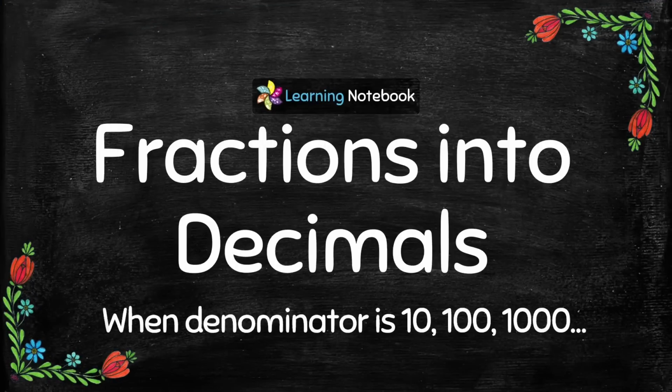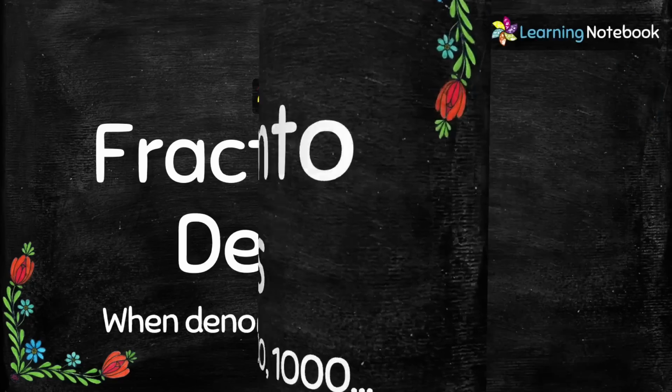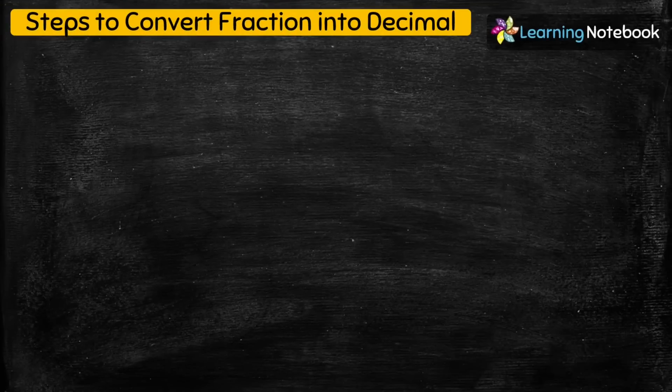Now our next topic is how to convert fractions into decimals when the given denominator is 10, 100 or 1000. Again students, we have to follow some steps to convert fraction into decimal. So let's take an example and understand these steps side by side. Question is convert fraction 17 by 10 into decimal.